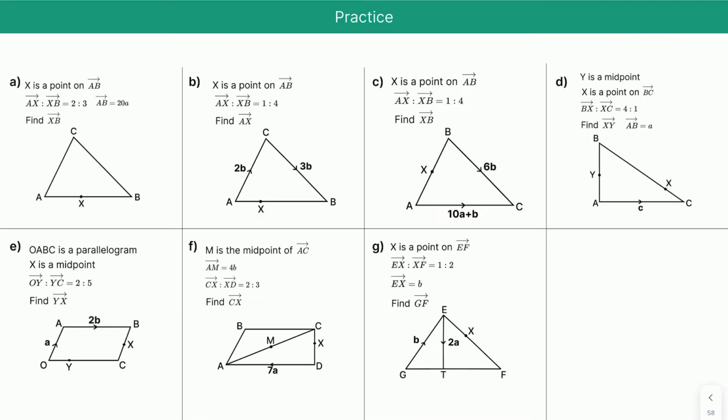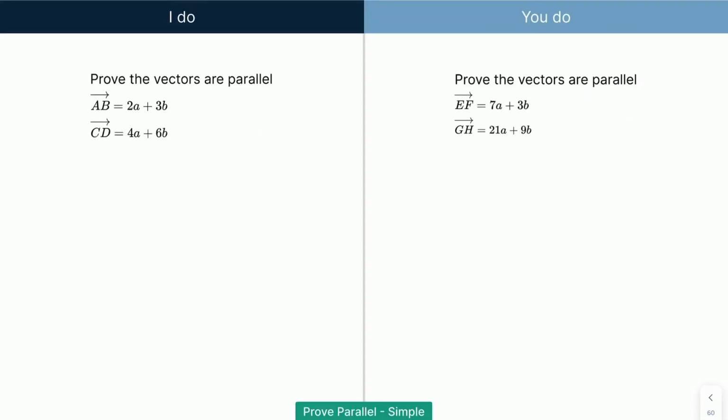So here's some practice questions for you to have a go at. Press pause and have a go. Here are the answers. Mark your work. And now we are going to look at proving parallel vectors.